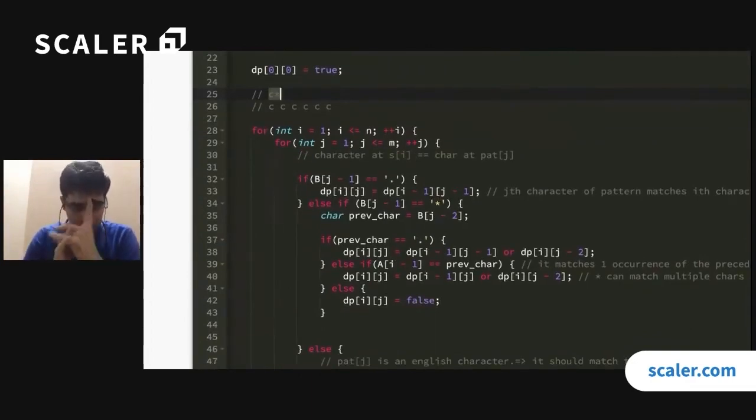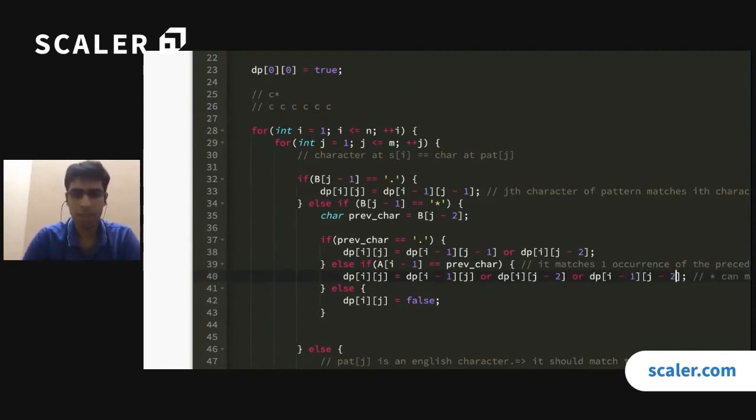I mean, if we match this, how should a C star match a C? Because this can mean one occurrence of C. So as this matches this, the problem can also reduce to matching dp[i-1][j-2], right? Or dp[i-1][j-2]. That will be one thing. dp[i-1][j-2].